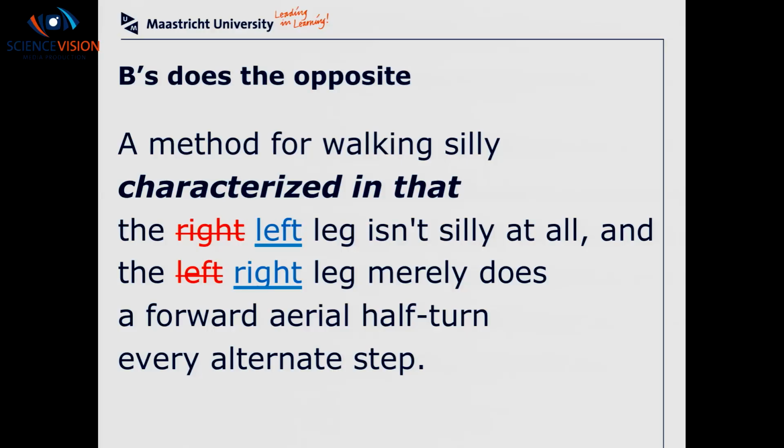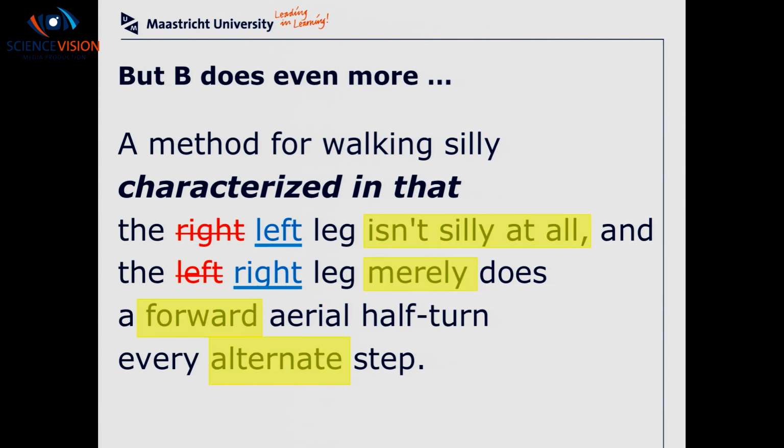Now, if we interpret the claim as this and then look at what B is doing, we realize he is in deep trouble, because whether he does it left or right or whatever, he falls under the scope of protection. So B will do a bit more than only that. He will start looking at the claim and think, okay, both legs will be silly. I won't do a forward aerial half turn, but a backward aerial half turn, and not every alternate step, but every step. And then the question we need to answer is, does B infringe?